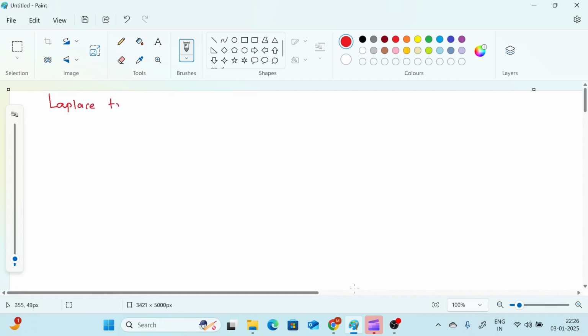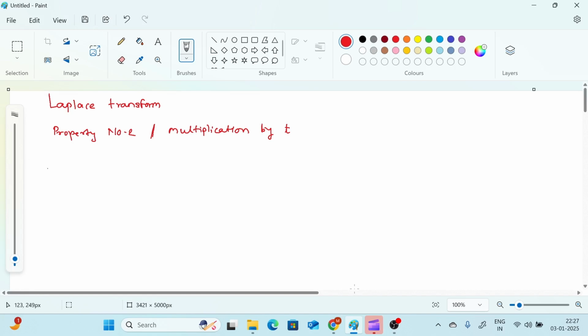Laplace transform. Today, we are going to learn property number 2, or multiplication by t.